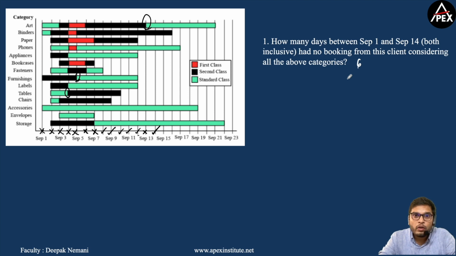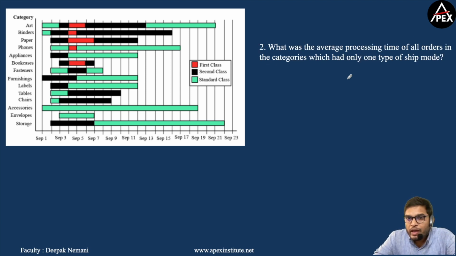Now moving ahead to the second question. What was the average processing time of all orders in the categories which had only one type of ship mode? To answer this question, first let's identify the categories which had only one type of ship mode.